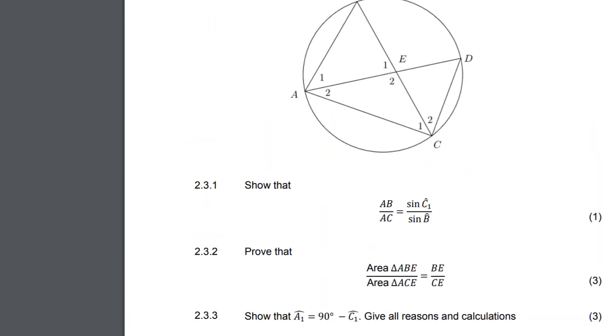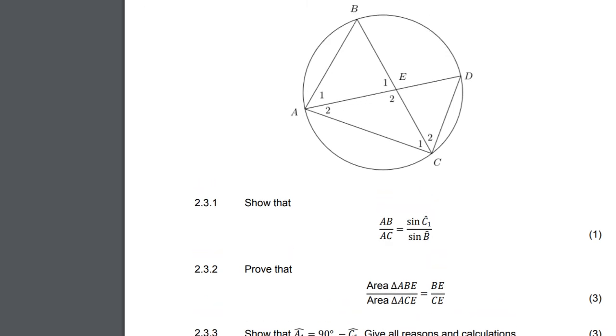Show that A1 is 90 degrees minus C1. So show that A1 can be written as 90 degrees minus C1. Well, what can we see about A1? Well, we can see A1 is equal to C2. Why? It's angles on an arc. Okay, A1 is C2. They both come from BD. So they're angles on an arc.